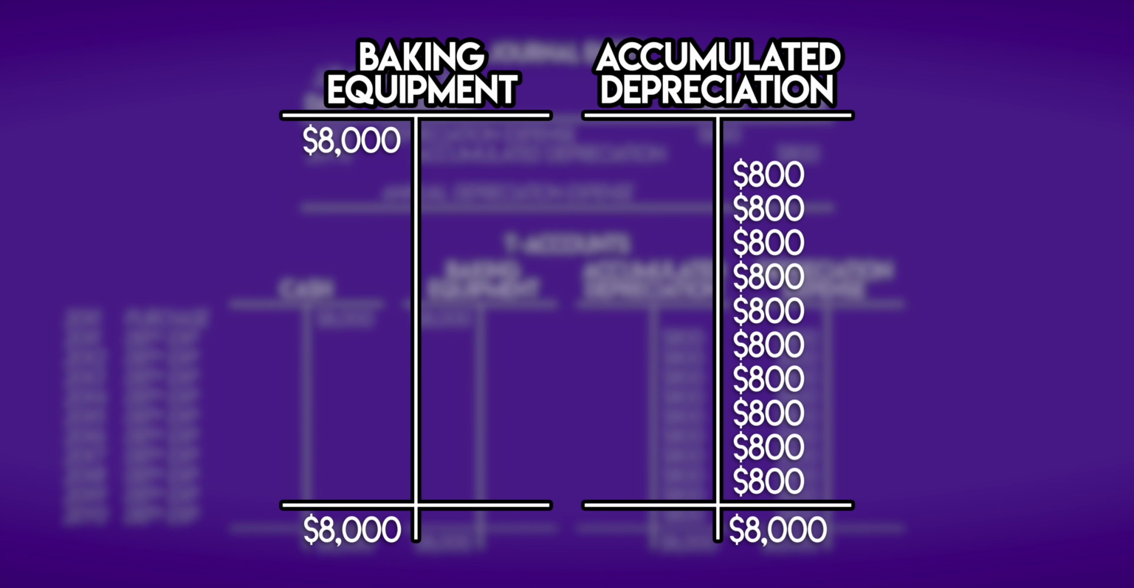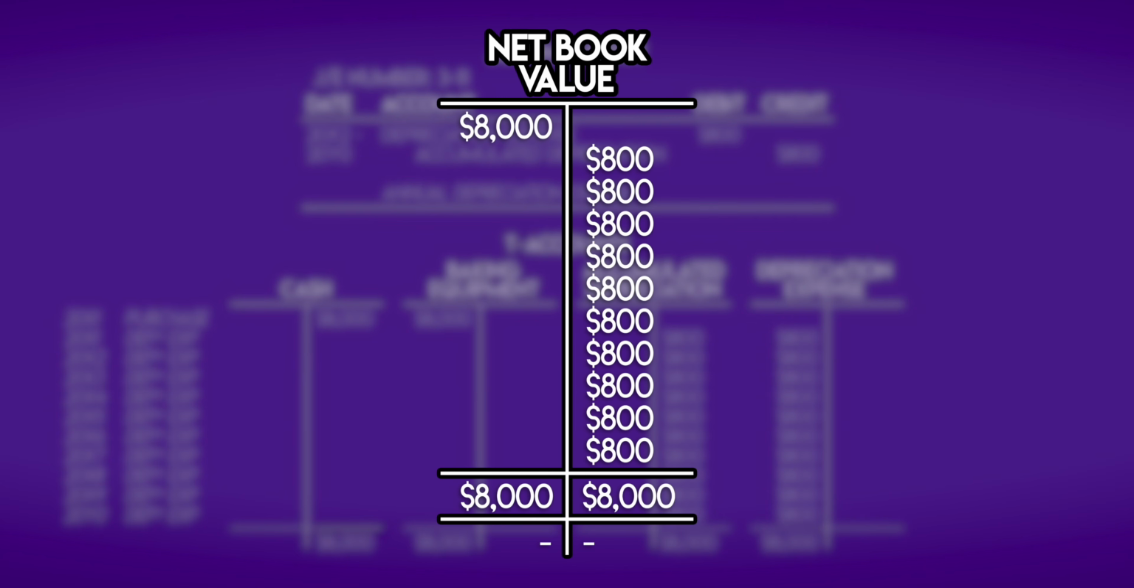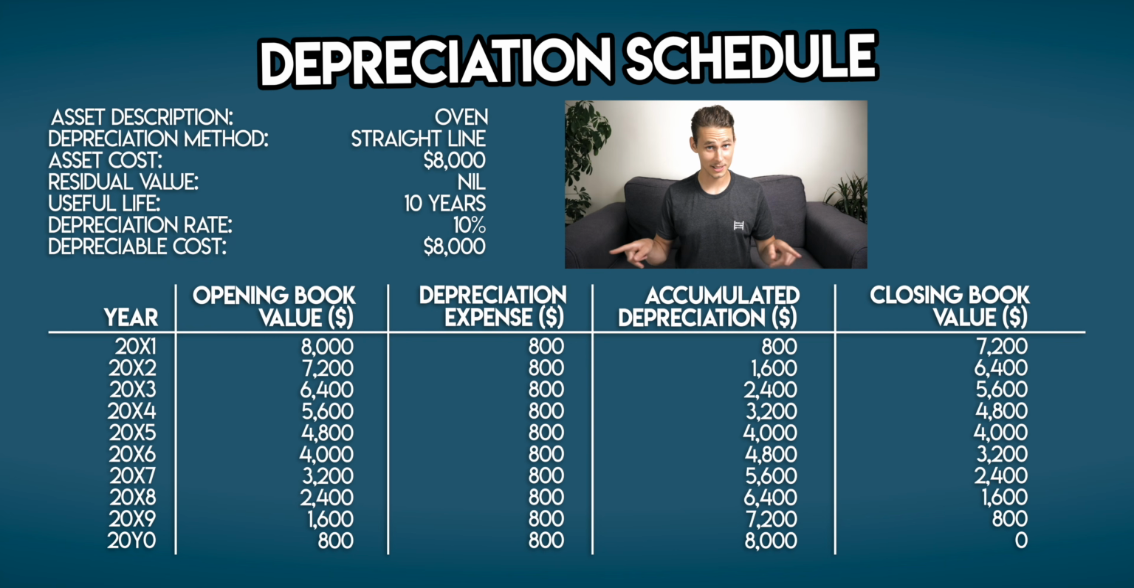So if we net together your baking equipment and accumulated depreciation accounts, we can see that the closing book value of your oven has decreased to 0, which agrees with your completed depreciation schedule. So what's next? Nothing. Well, not exactly.